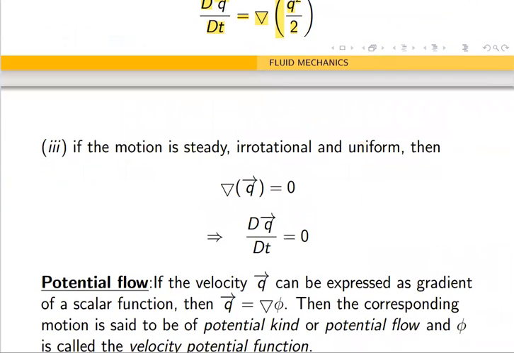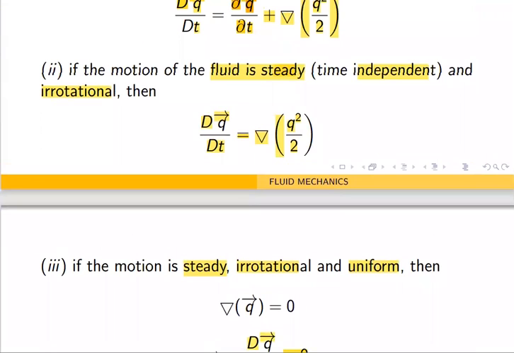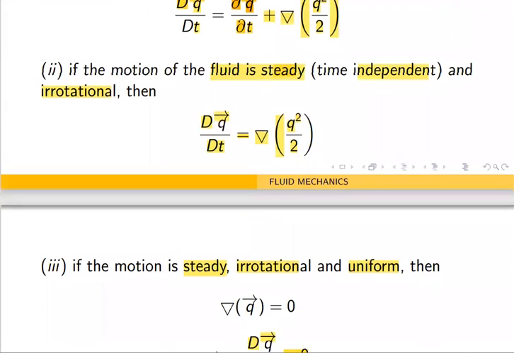Now third case, if the motion is steady, irrotational and uniform. Uniform means what? Gradient Q equal to 0. So gradient Q square by 2 is also 0. So we get material acceleration is 0. These are different consequences or different cases of the motions, and what is happening to the acceleration and the relationship between material acceleration and spatial acceleration.